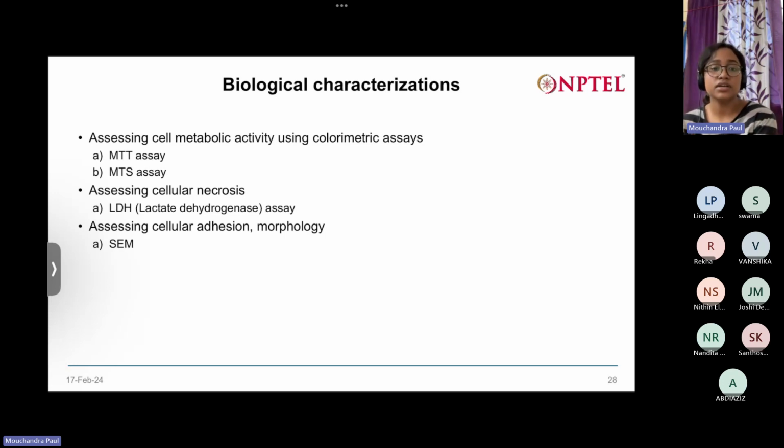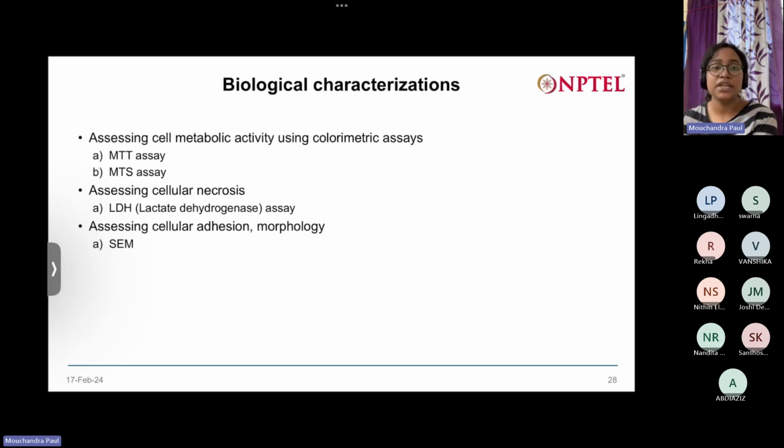And this salt has a purple color, and we have to solubilize it in another solvent called DMSO, and then we use a UV spectrophotometer to give a UV-based peak, and we get maximum absorption at around 570 nanometer. Based on this curve, we can get the percentage cell viability, meaning what percentage of the cells are alive.